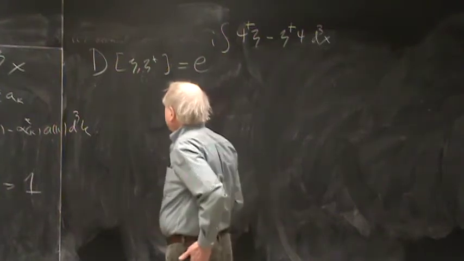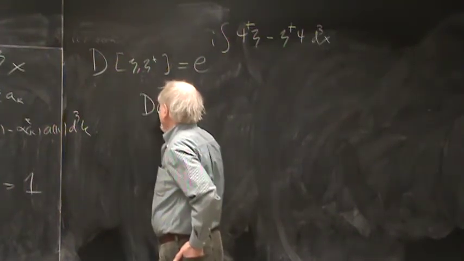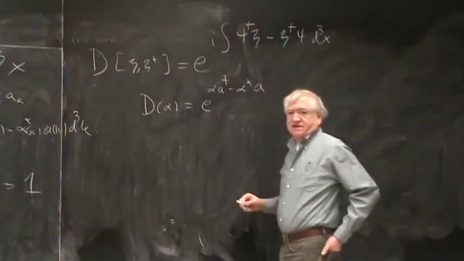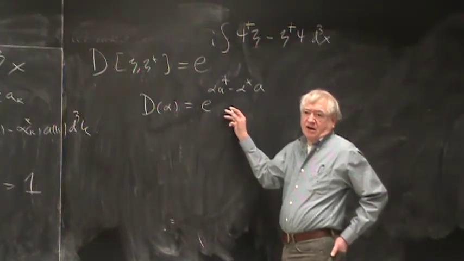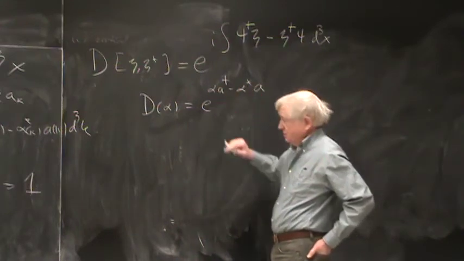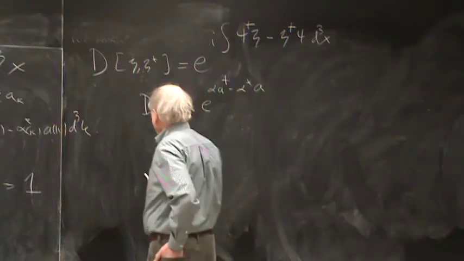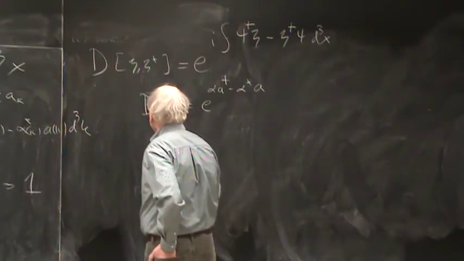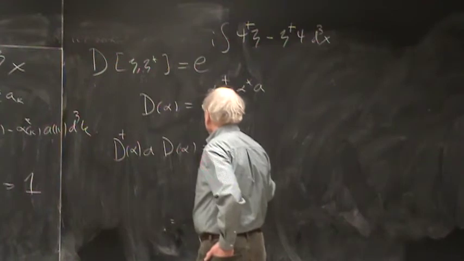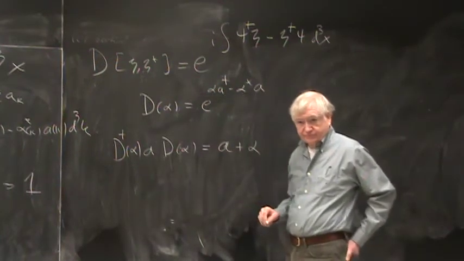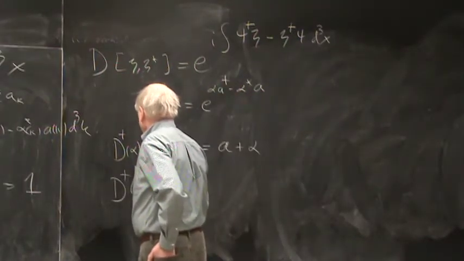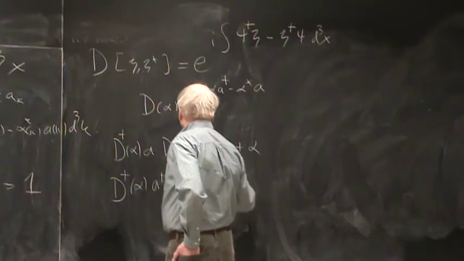Let me just give an example. Let's go to the simple case of one variable and look in terms of the annihilation and creation operators. Then you have D of alpha. And then what you would have is D adjoint of alpha, A, D of alpha would be A plus alpha. And the same thing, D adjoint of alpha, A dagger, D of alpha would be A dagger plus alpha star.